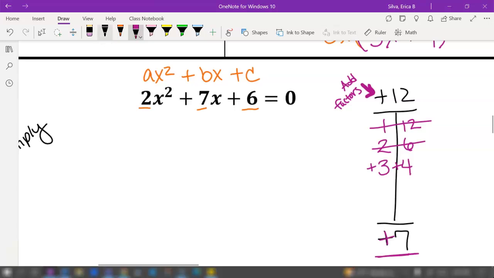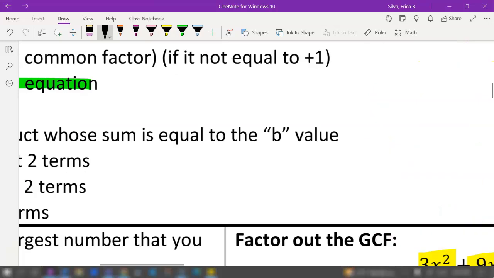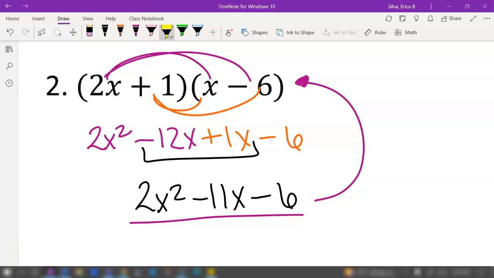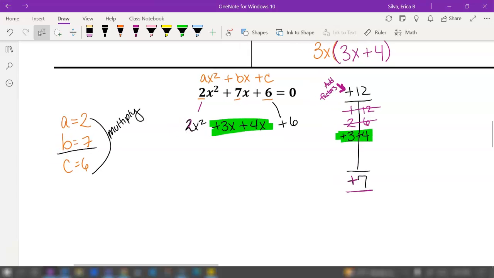So over here, we're going to set up our equation, 2x squared, positive 6. These two numbers that we got here will be our middle terms, positive 3x, positive 4x. Now, if you remember from our warm-up, these are the two numbers that we got. Those two equaled negative 11. Just like over here in the example that we're doing, these two terms are equal to 7x.